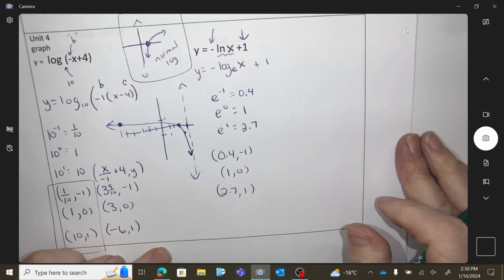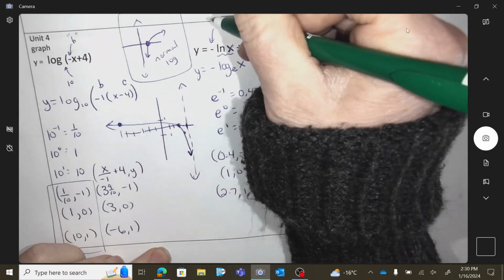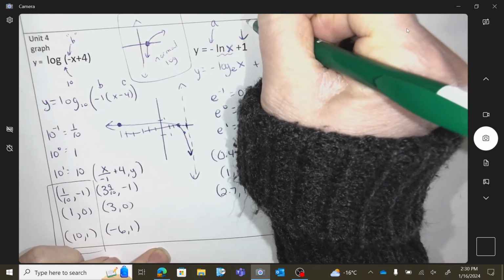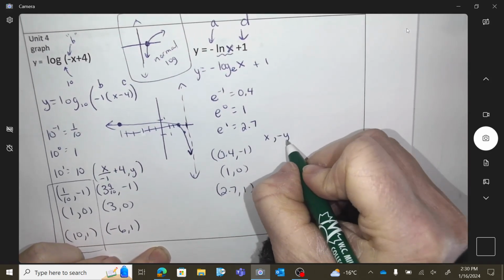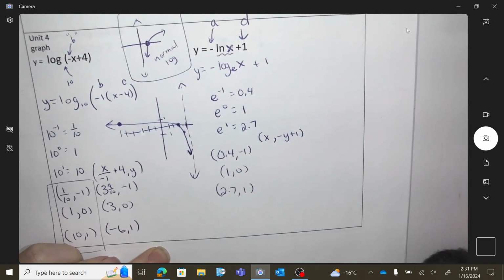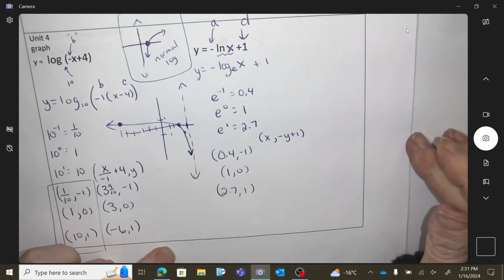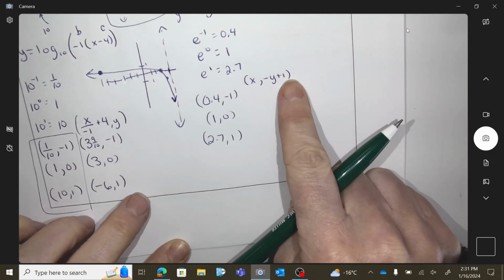And what kind of transformations do we deal with? This is a letter A, and this is a letter D. So what do you do with the A and the D?